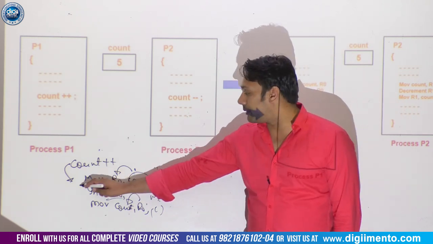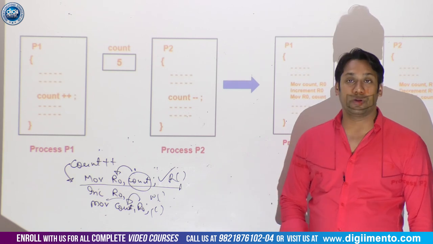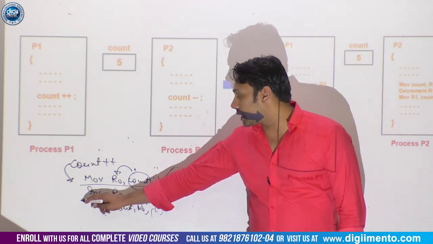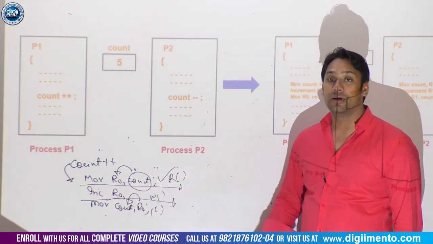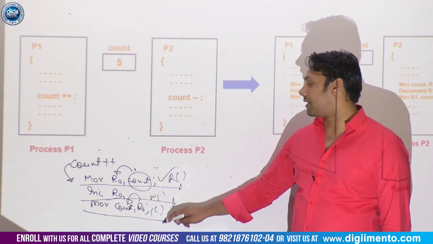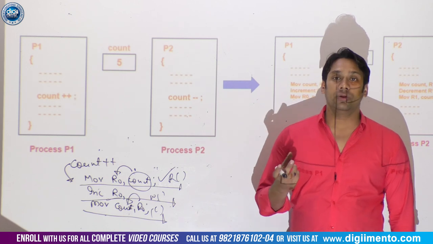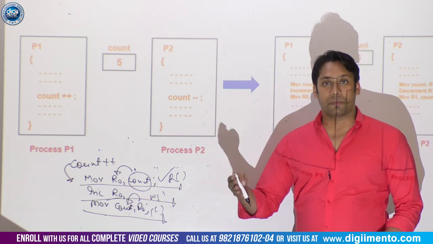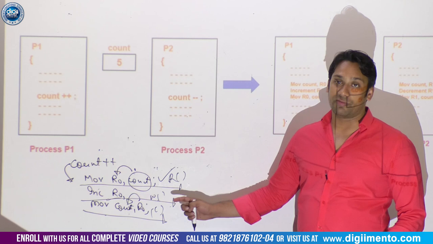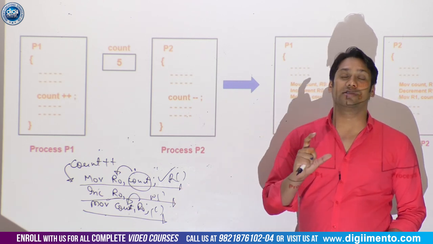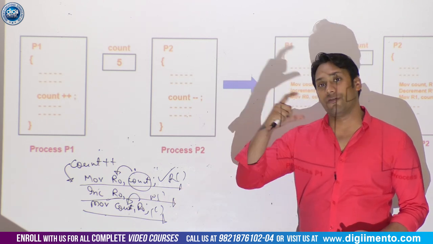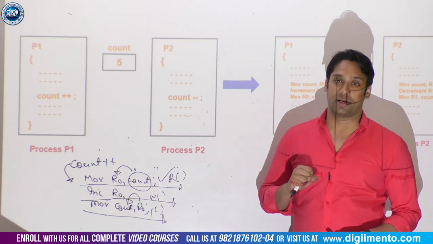We can have a preemption here. According to your CPU scheduling algorithm, you can have a preemption here. You can also have a preemption here, and you can also have a preemption after this. So in your CPU scheduling algorithm, your CPU might get interrupted after execution of one statement. Whatever your assembly statement is, after the execution of one assembly statement, your CPU might get interrupted.